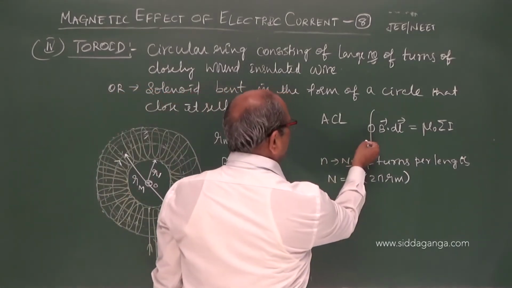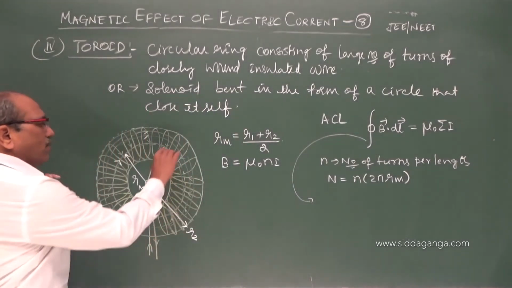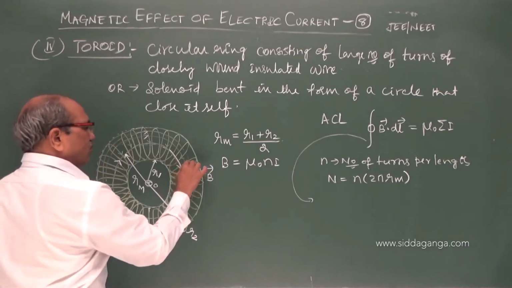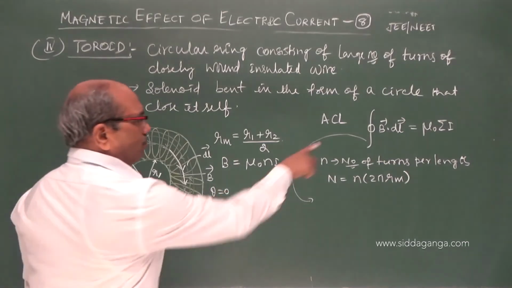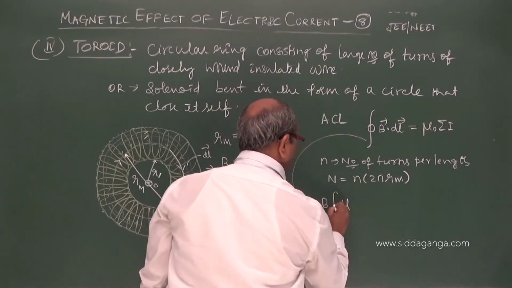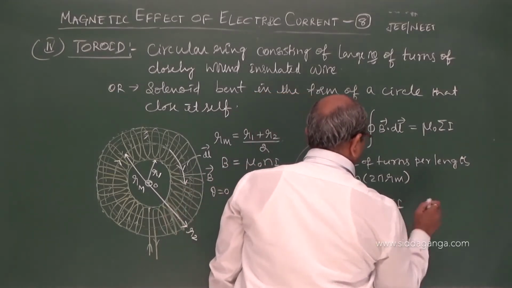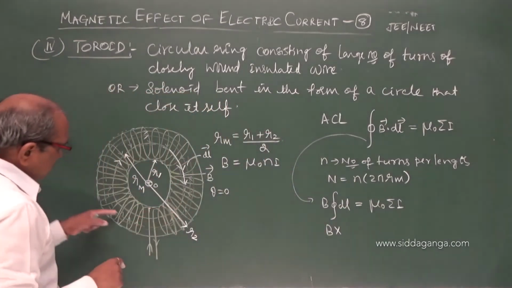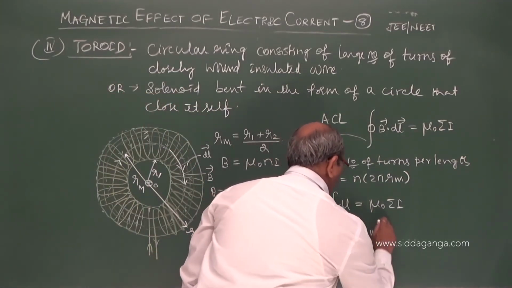Now, B and dl, if you observe, the magnetic field is along B, and dl is also along the same line. Therefore the angle theta between them is 0. B dot dl becomes B into cos 0, which is 1. I can write the integration of dl equal to mu naught into summation I. The integration of dl is the total length of this toroid, which is nothing but 2 pi Rm.